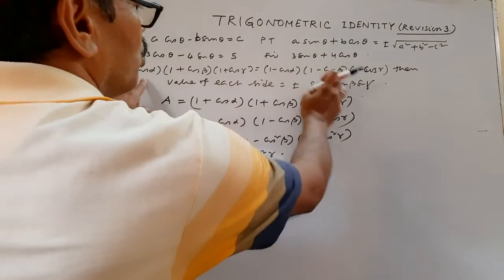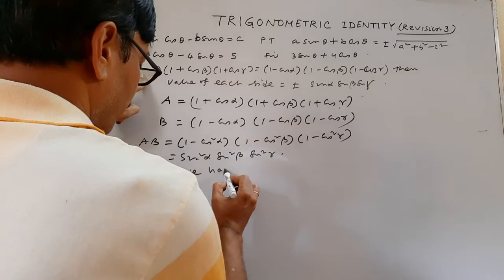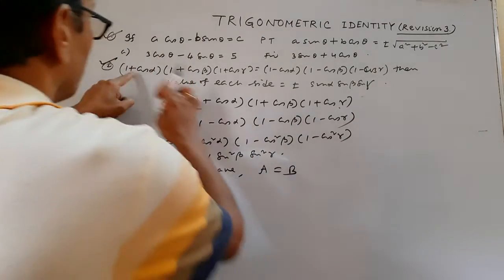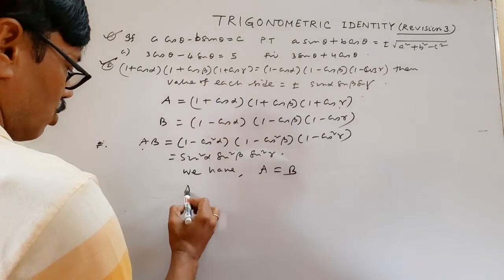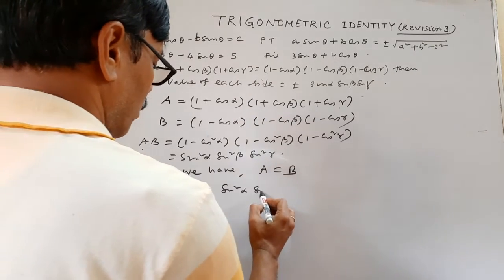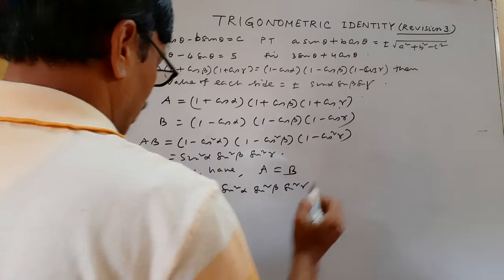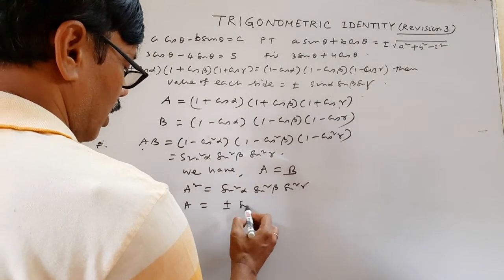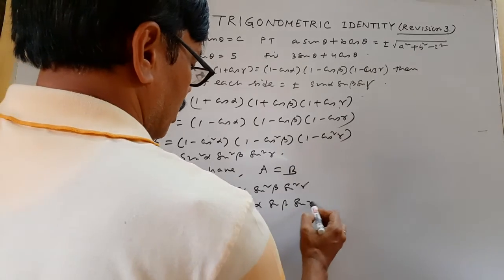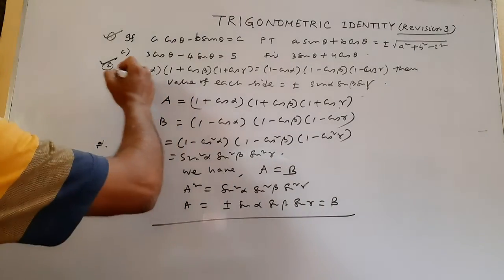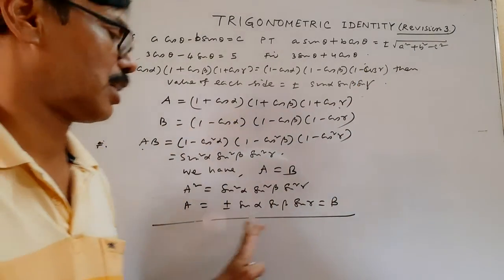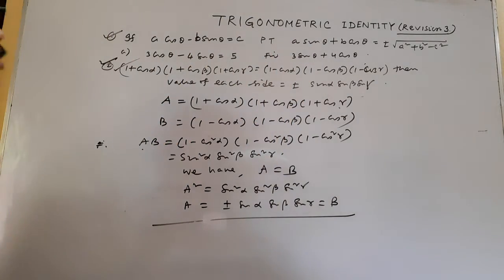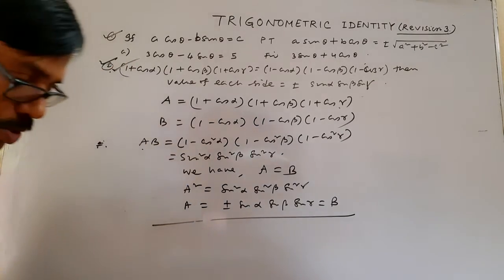Now look, this equals this. So we have A equals B, because this expression equals this. So AB equals this. So A square equals sin square alpha, sin square beta, sin square gamma. So what is A? Plus minus sin alpha sin beta sin gamma, where A is LHS and B is RHS. So the value of this side is plus minus sin alpha sin beta sin gamma. So this is most important and simple also.